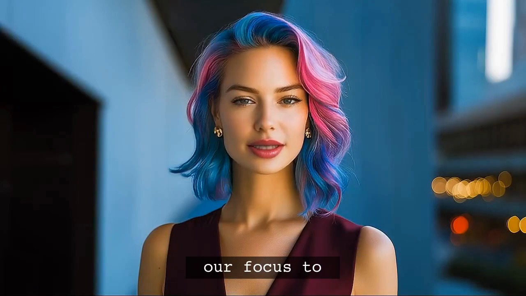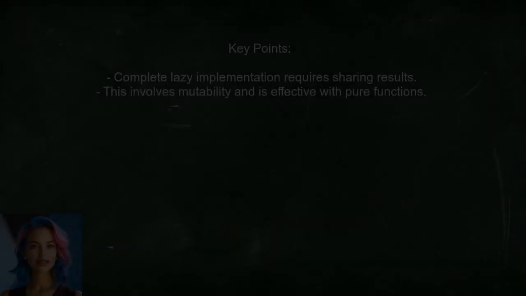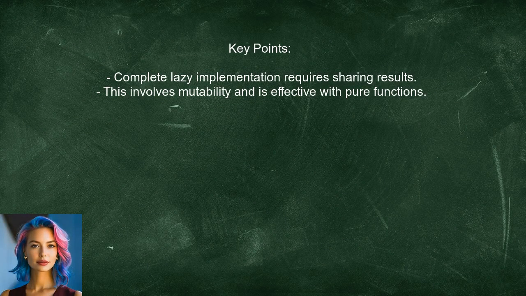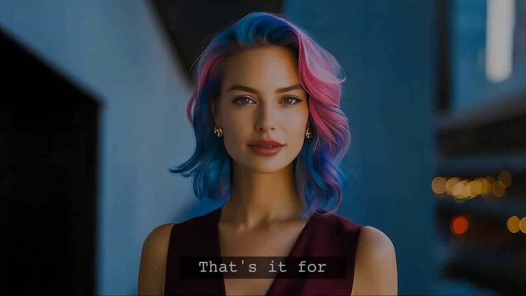Now, let's shift our focus to a different response. In this alternative approach, the user points out that the lazy join function should be modified to prevent immediate evaluation. They suggest wrapping the evaluation in a lazy function to maintain laziness. The user also emphasizes that a complete lazy implementation should include sharing results to avoid reevaluation, which necessitates mutability and works best with pure functions. That's it for that response.